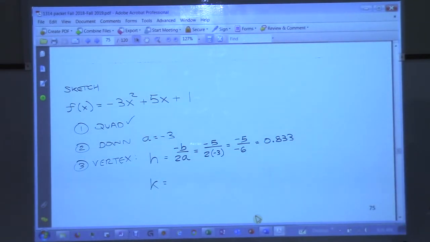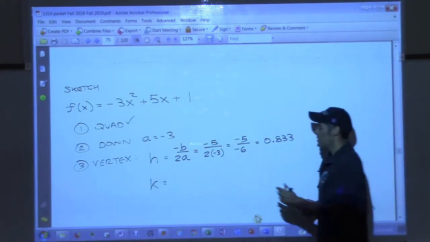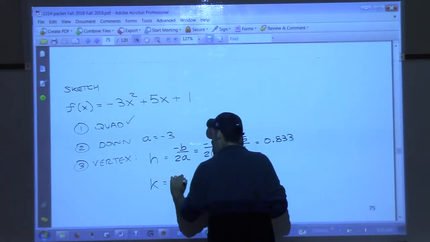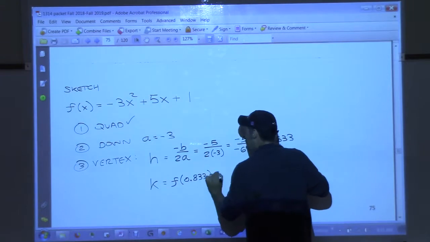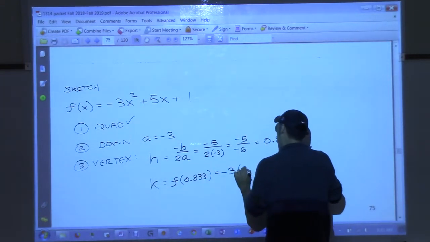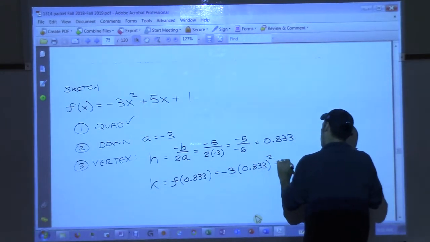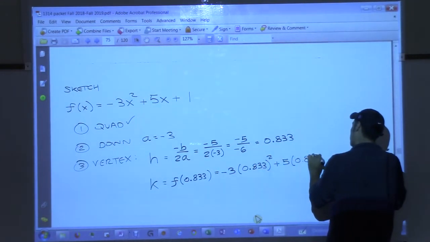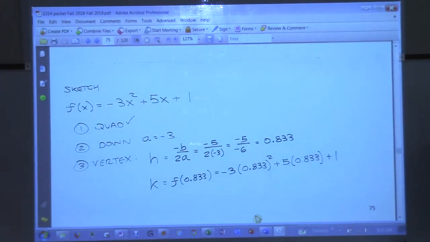Okay, good. Let's get started on K. Frank, how do we find K? F of h. So we're going to take this answer, plug it into the original function. So this is going to be f of 0.833, which means we have to take negative 3, multiply that by 0.833 squared, add 5 times 0.833, and then plus 1. So it looks ugly. You just have to follow your order of operations.